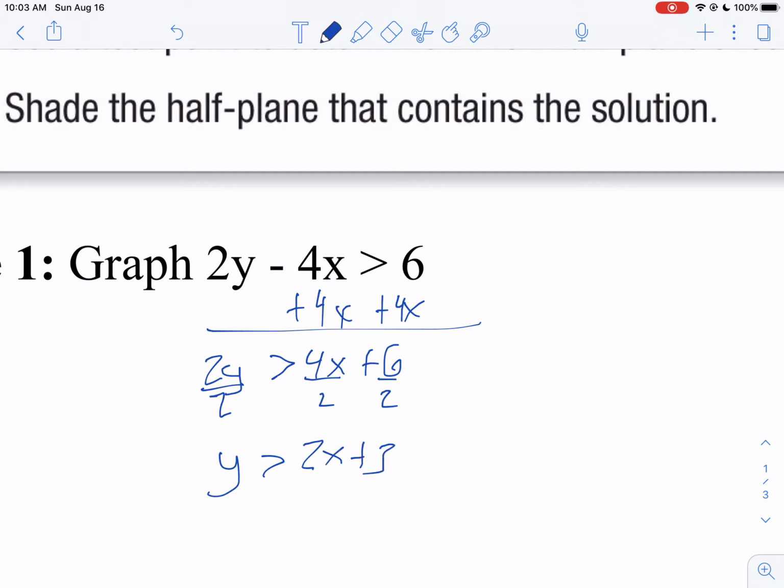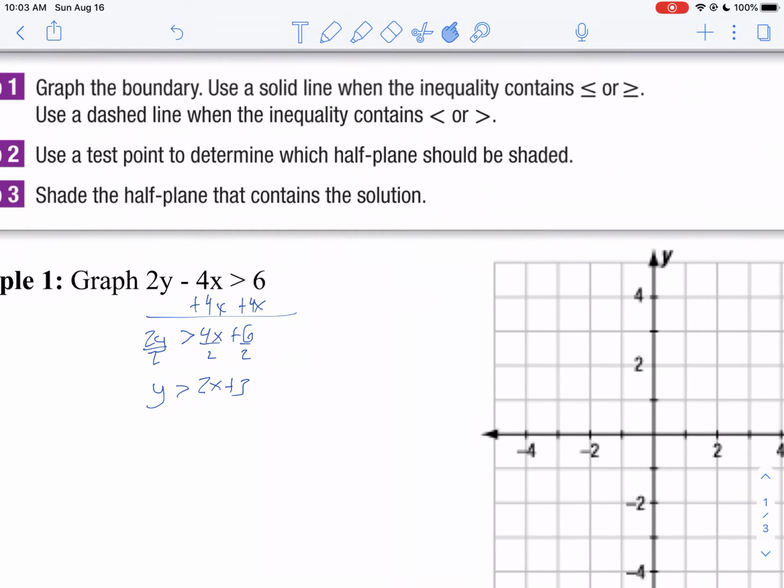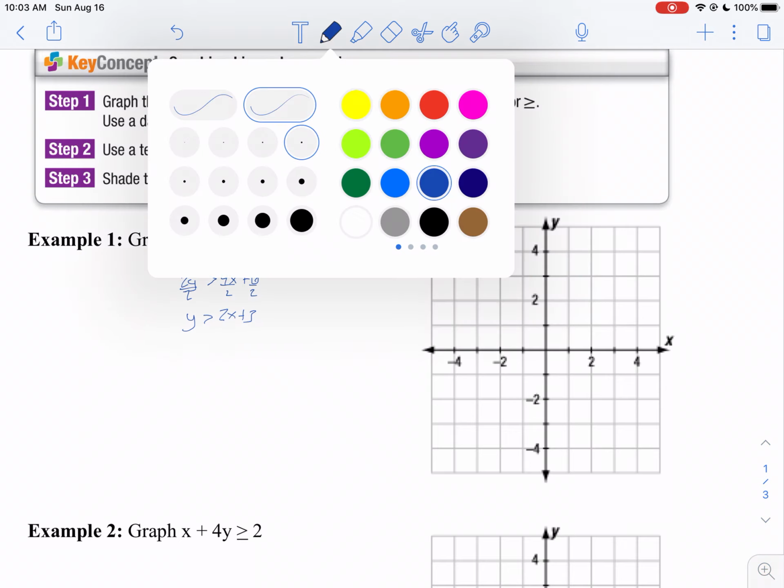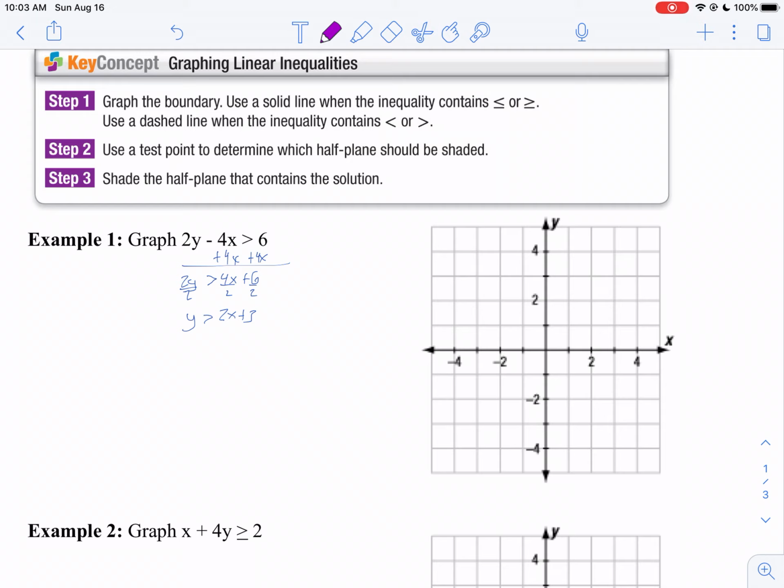No line underneath my inequality means I'm going to put a dashed line on my graph. So as a review here, the y-intercept is 3. So I go up 3. My slope is 2, so I'm going to go up 1, 2, and over 1. And I'm going to draw a dashed line going through those points. Now, which side do I shade? Well, since it's greater than, I'm going to shade above my line here. So I'm going to shade above if it's greater than.